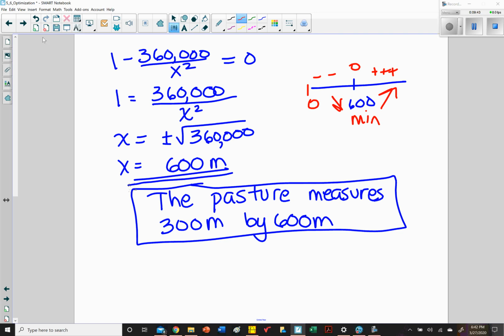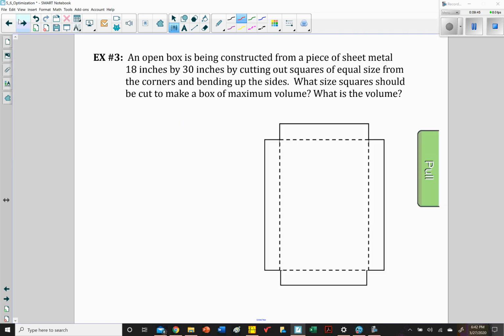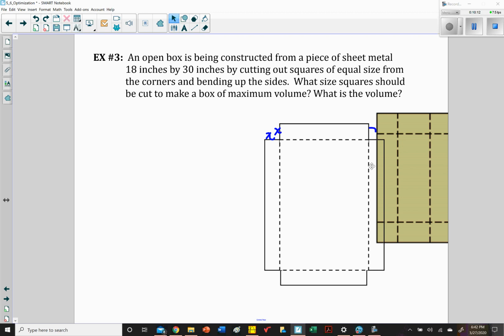Okay, let's go to a little bit more difficult one. Let's say you have an open box that's being constructed from a piece of sheet metal, and the sheet metal measures 18 inches by 30 inches. And we want to cut out a little square from each corner of equal size. So these are X by X on each side to be able to fold those sides up and make a box, right?